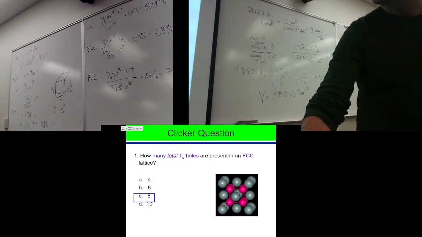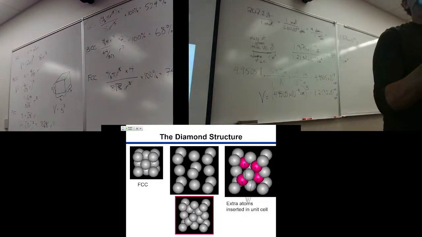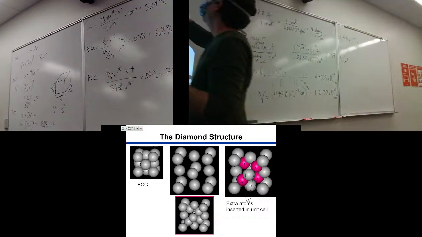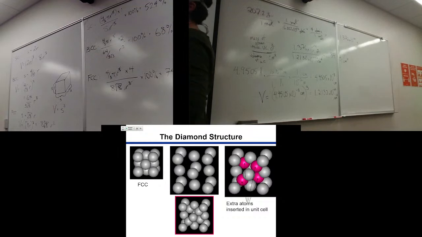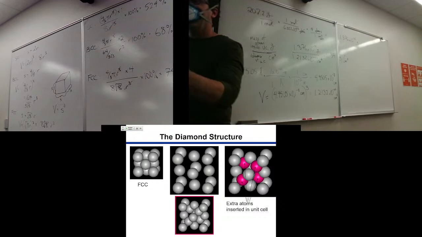All right, there's 8 holes. That's the lattice positions possible. But I want to be clear that for diamond, only half of those positions have atoms in them. Notice that in the top layer, instead of having all 4 tetrahedral holes filled with atoms, only 2 of them have atoms in them. The other 2 are empty. And then in the bottom half, or bottom quarter, there's only 2 atoms in those 4 tetrahedral hole positions. And that's what we see here.